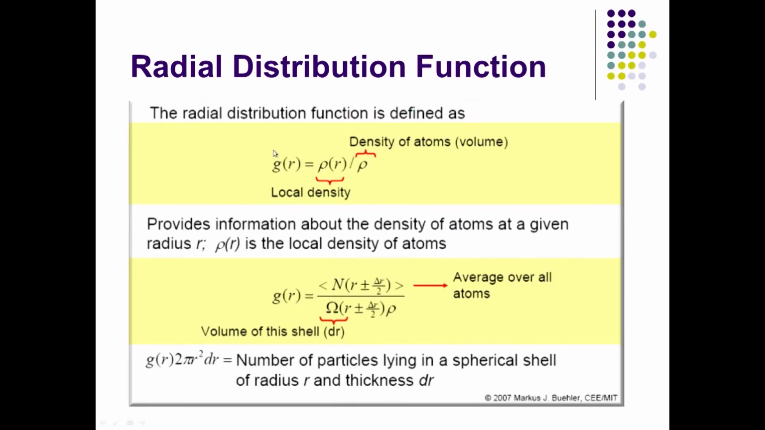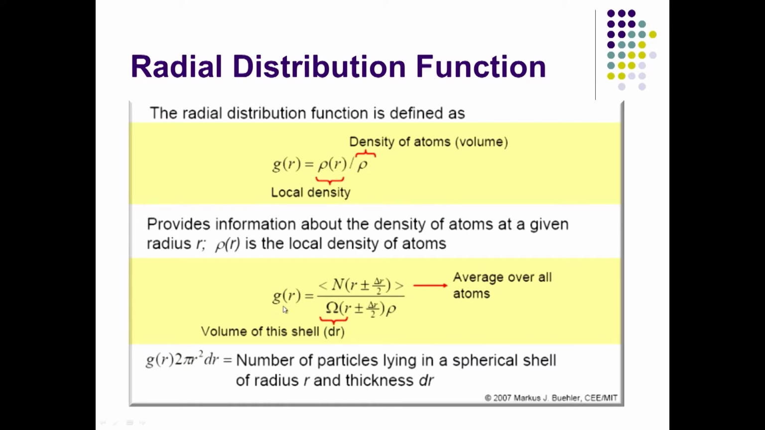So, looking at your slide now, the radial distribution function is defined as g(r), where we are looking at the local density over the density of atoms in the volume. As you look at this, it is a very simple definition. It provides us information about the density of atoms at a given radius r. So, we are essentially looking at the number of atoms, especially in the number density sense, as you move out from the central atom.